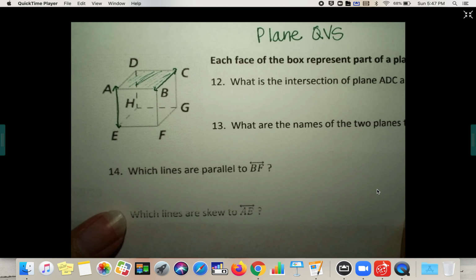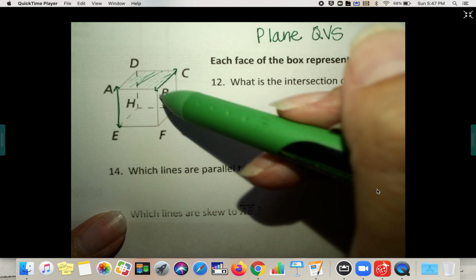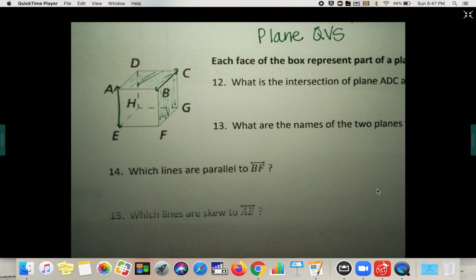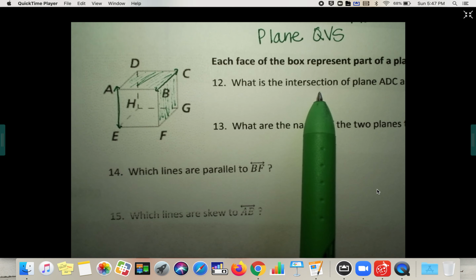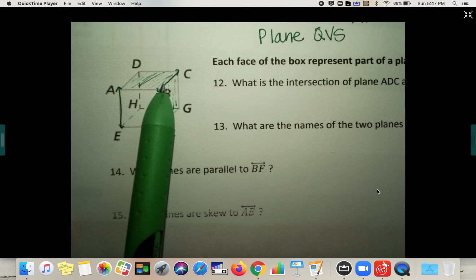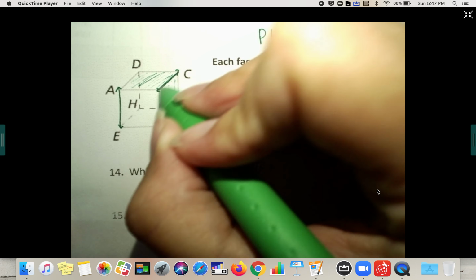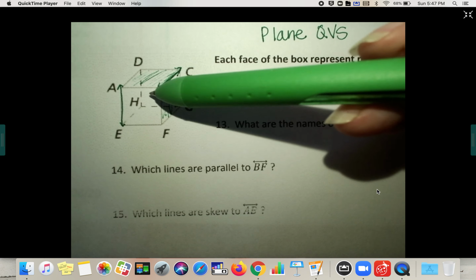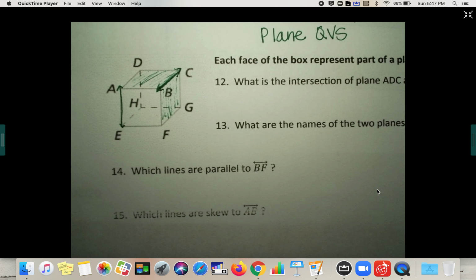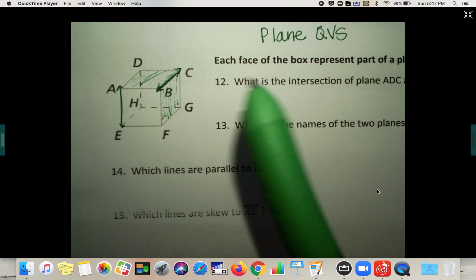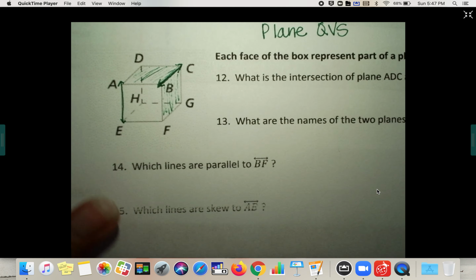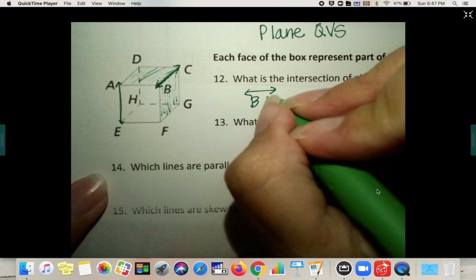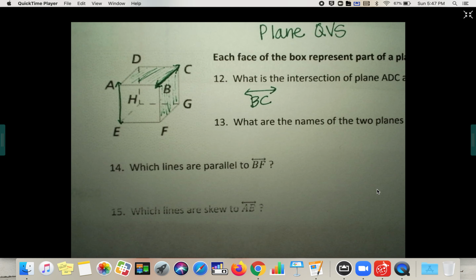So let's see which one BFG is. B, F, and G. This one is the side plane. So basically, if they're saying what is the intersection of two planes, the intersection of two planes is always an entire line. So it has to be a line, because if two planes intersect, it's not going to intersect at a point, it's going to intersect at an entire line. So this is line BC or line CB. So it is line, don't forget to put your arrows, and you can either call it BC or CB.